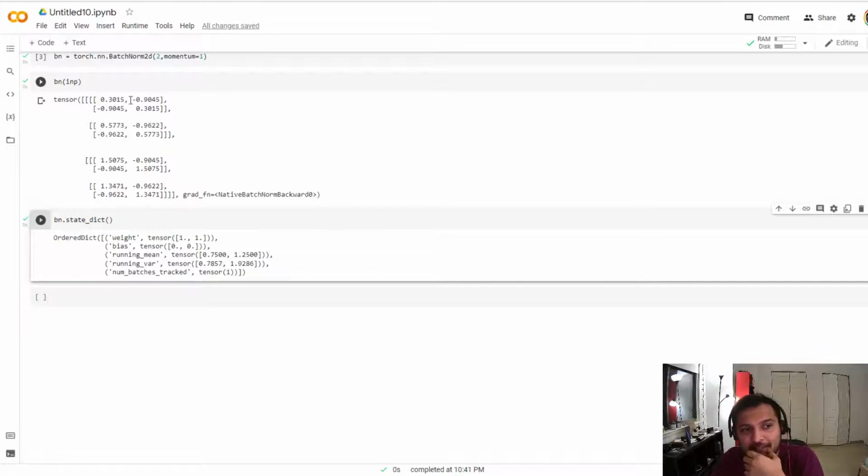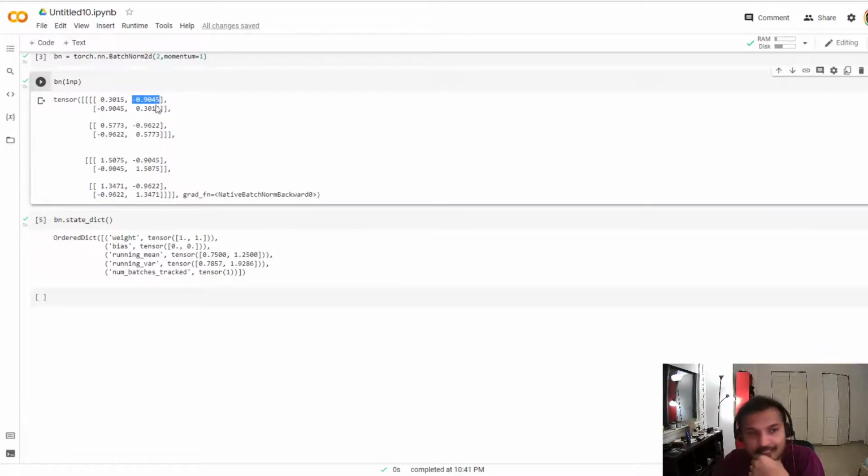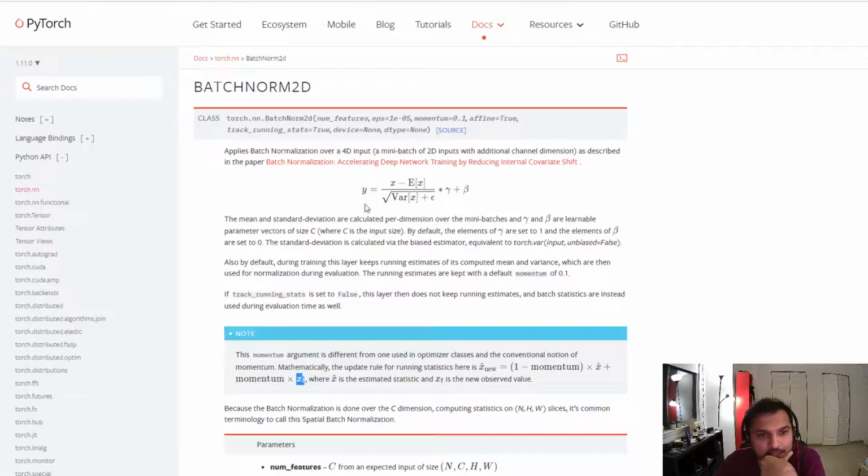Now, let's check if the values are correct. Let's try to reproduce this particular one. Basically I have to do the original value minus the mean divided by the variance. I just realized that in the previous slides I switched standard deviation and variance. Standard deviation is the square root of variance. Apologies for that. I just realized by looking at this.